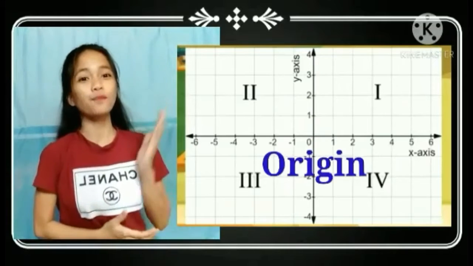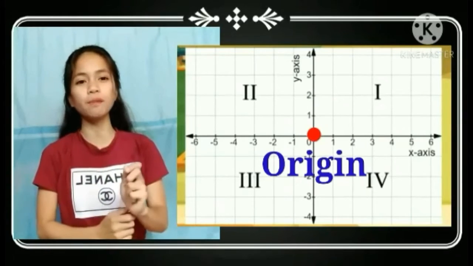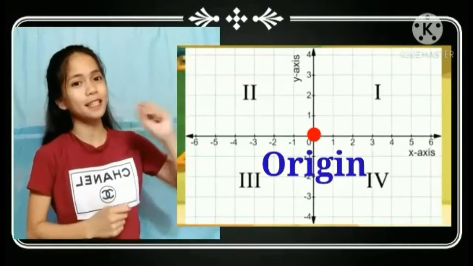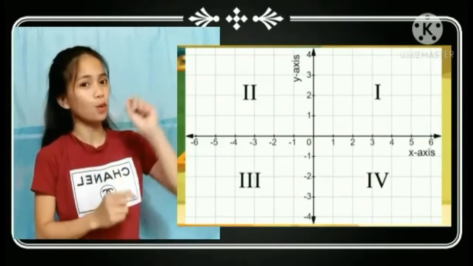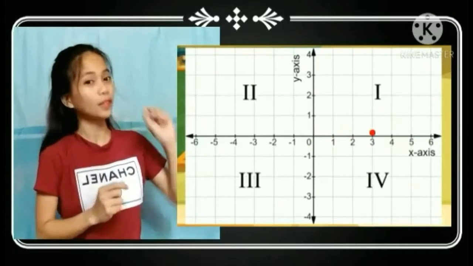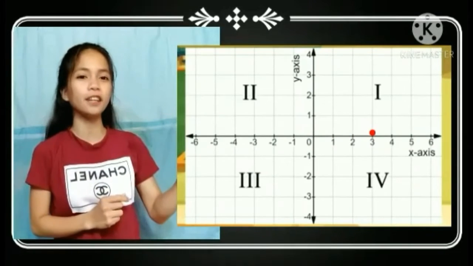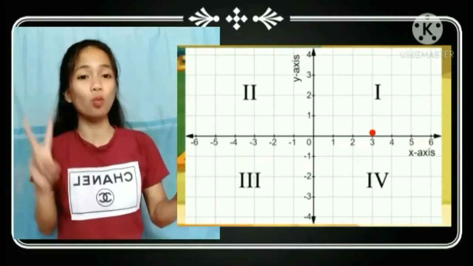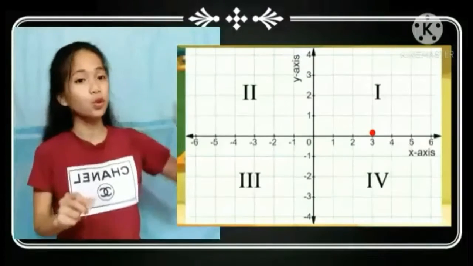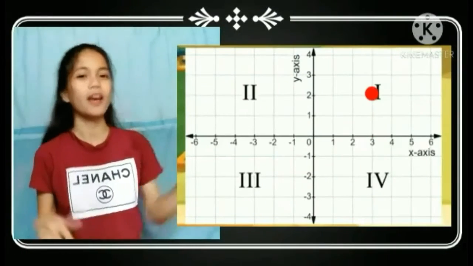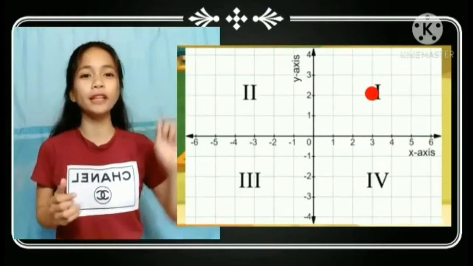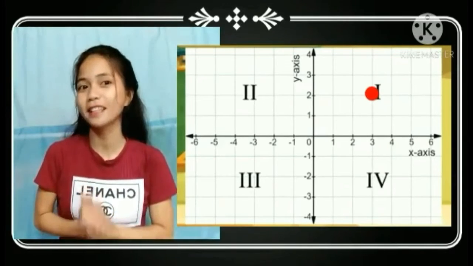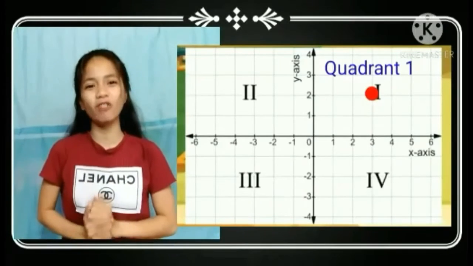Next, from the origin, our starting point, I will move 3 units to the right, since x is equal to 3. So 1, 2, 3. From where I left off, I will move 2 units above the x-axis, since y is equal to 2. So 1, 2. Now, our point (3, 2) is located in which quadrant? You're right! It is located in quadrant 1.